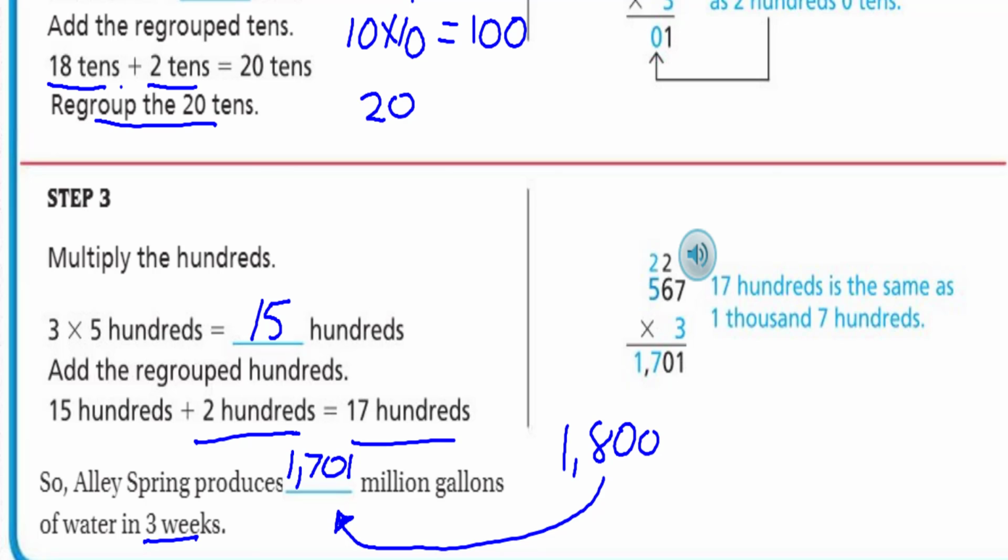Now, of course, you could double check your work another way. Just another strategy is to take that 1,701 and then just go ahead and divide it. You could divide it by 3, or you could divide it by 567, and then you could check your work.